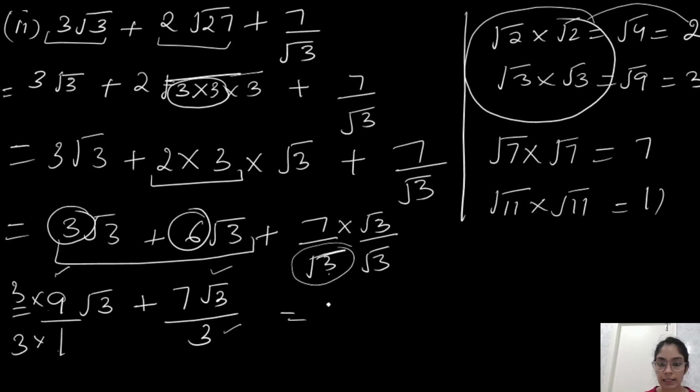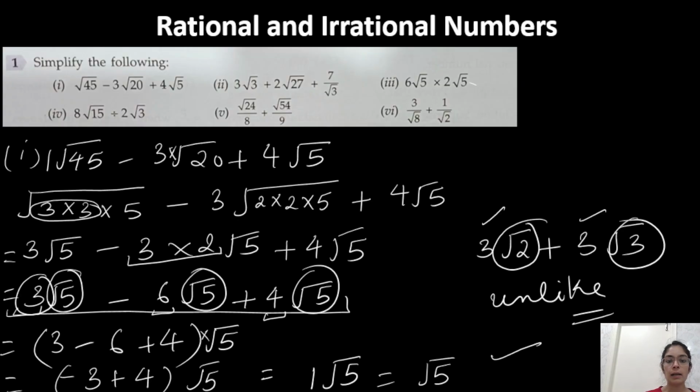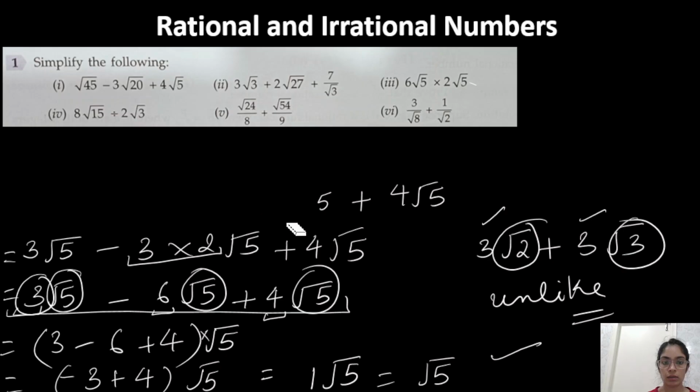So 3 into 9 is 27. 3 into 1 is 3. Square root of 3 as it is, will come 7 by 3 root 3. Now we can simply add them. 27 plus 7 is equal to 34. So 34 root 3 by 3 is the answer. So this is how we can add such numbers. Now let's do the third part. So I hope you are making a note of this along with me, because I'll be clearing them now.